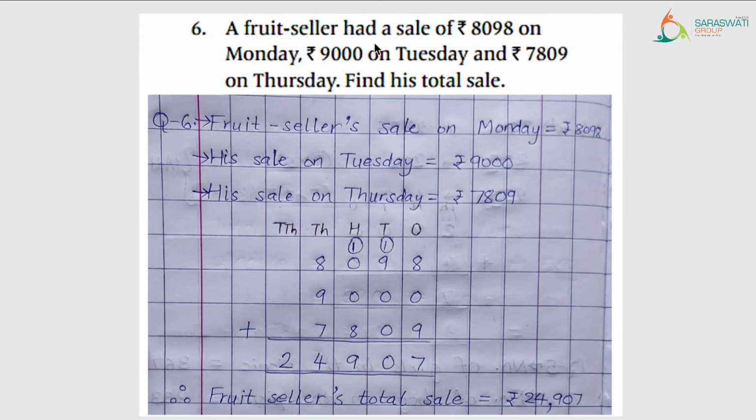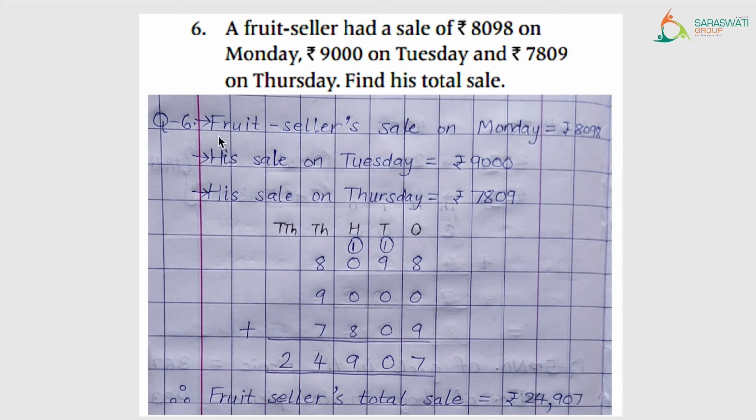A fruit seller had a sale of rupees 8,098 on Monday, rupees 9,000 on Tuesday, and rupees 7,809 on Thursday. Find his total sale. So students, in this manner we can write the statements over here. Fruit seller's sale on Monday, and then equal to sign करके rupee symbol जो है वो नहीं भूलना है, and then we have to write the amount which is given in the question, rupees 8,098. Then next statement, his sale on Tuesday.